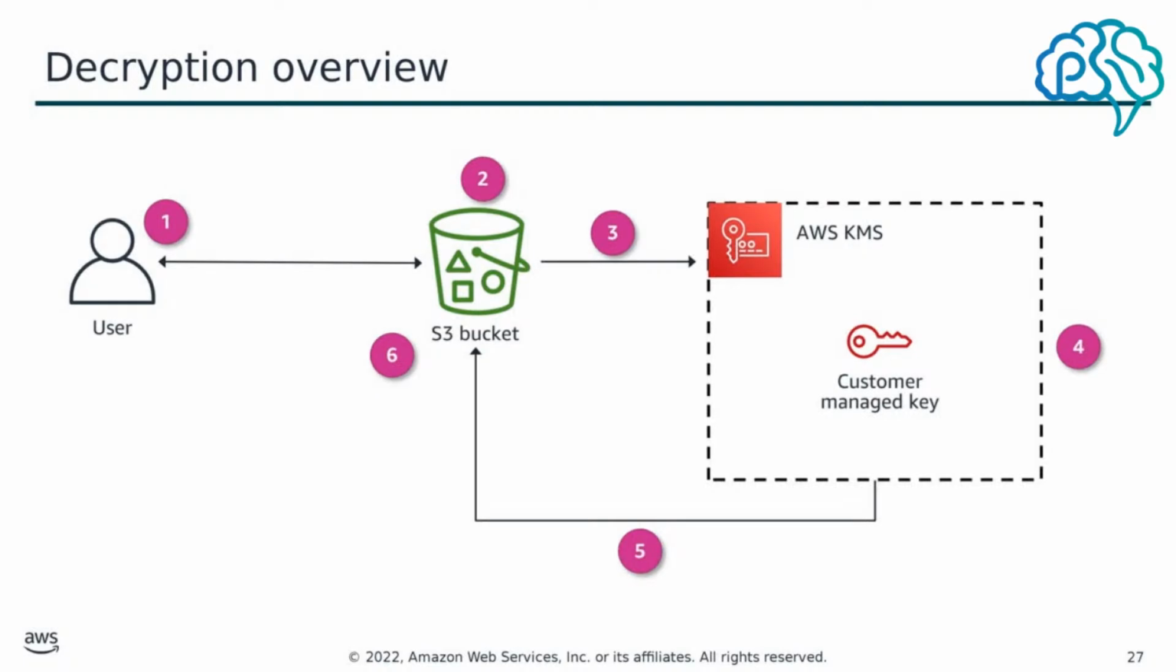So if we look at the decryption overview here, you request to open the object. Amazon S3 notices the object is encrypted. It then sends the encrypted copy of the data key that the object is encrypted with to the AWS KMS system. AWS KMS then would decrypt that data key by using the customer managed key, which would never leave the AWS KMS service. AWS KMS then sends a plain text data key back to S3, and then Amazon S3 decrypts the ciphertext of the data object, which then lets you use that object, and then it would delete that plain text copy of the data key.